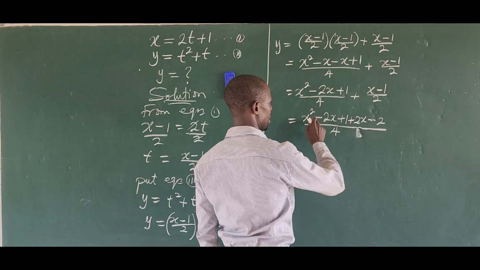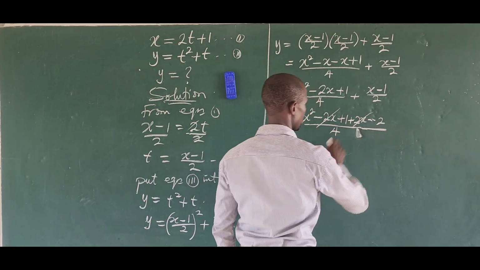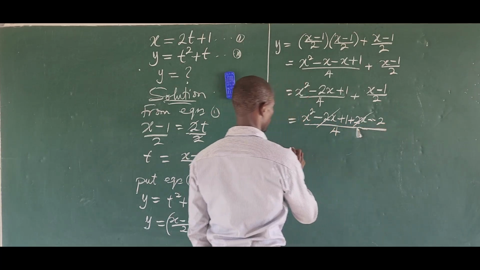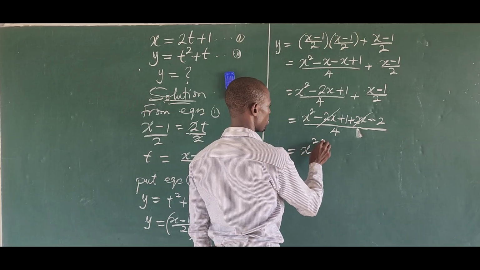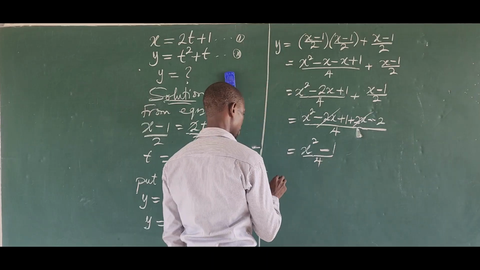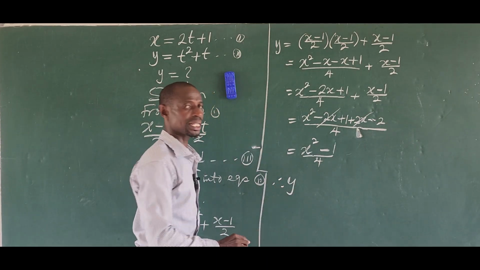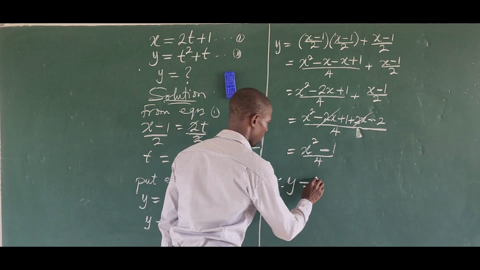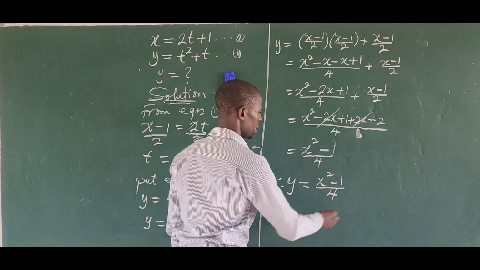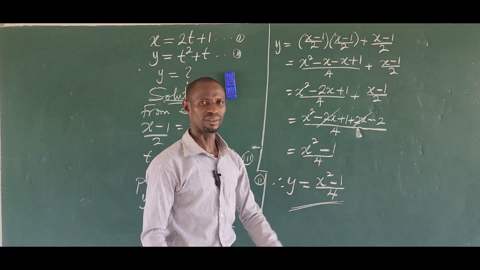What you observe here is that we are having minus 2x plus 2x, so this and this leave the system. You're now having plus 1 minus 2. So we can simplify this to give us x to the power of 2 minus 1 all over 4. We can conclude by saying that therefore our y, which is what we were asked to look for, is equal to x to the power of 2 minus 1 all over 4. This is the value of y.